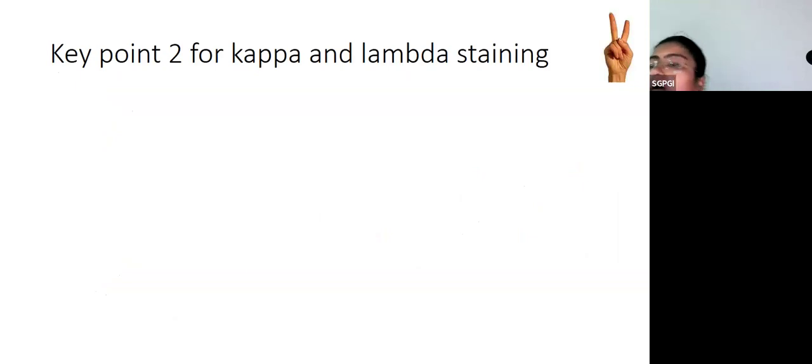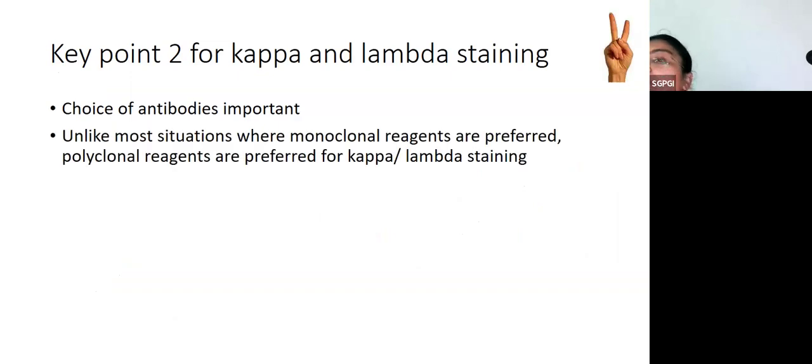So the key point two for kappa and lambda staining is that the choice of your antibodies is important, right? Why is the choice of antibodies important? Usually when we talk about flow, we talk about monoclonal antibodies, right? Monoclonal antibodies because we want to target one specific epitope. For kappa and lambda, I think all of us who practice flow cytometry would always prefer polyclonal reagents, even though that is still not a guideline. Many of the manufacturers don't have polyclonal reagents, so they give you monoclonal reagents. But polyclonal reagents from other vendors may be available to you in the market.